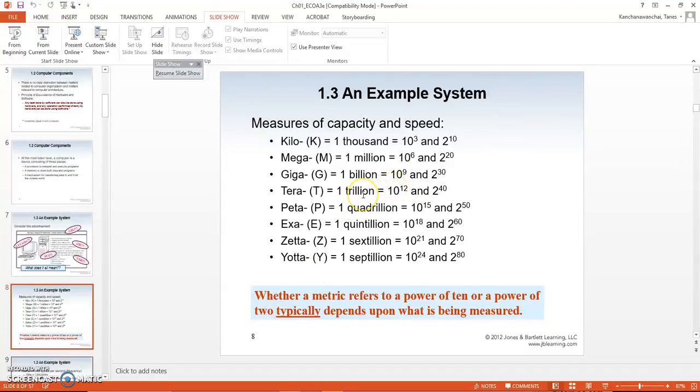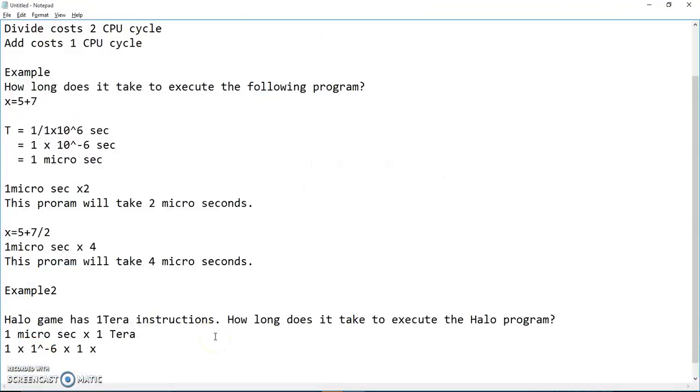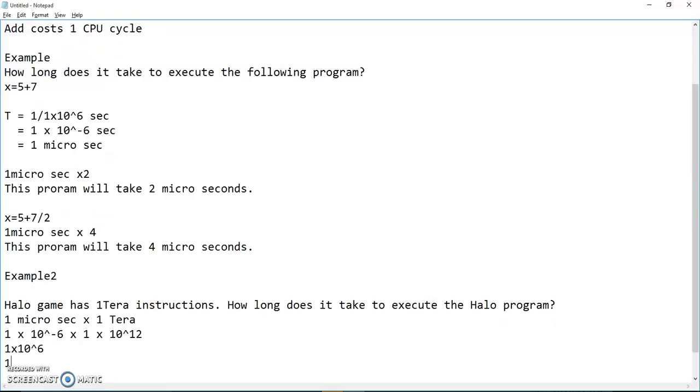So it's like having 1 trillion instructions in that program, right? And then you just do the math, algebra, exponents, right? You're going to add the exponents. 10 to the 12, so -6 plus 12, what do you get? Yes, 1 times 10 to the 6. So how long does it take to execute this program? 10 to the 6 is 1 million seconds, right? To run that game, 1 million seconds.